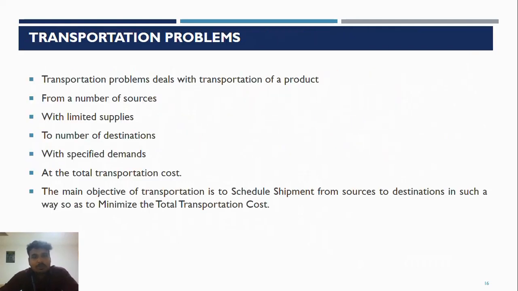Then the transportation problem. So the first one is the linear programming problem, the second one is the transportation problem. The transportation problem deals with the transportation of a product from a number of sources with limited supplies to a number of destinations with specified demands at the total transportation cost. These are the main limitations of the transportation problem. The main objective of the transportation problem is to schedule the shipment from sources to destinations in such a way as to minimize the total transportation cost. So the main objective of the transportation problem is to minimize the transportation cost.